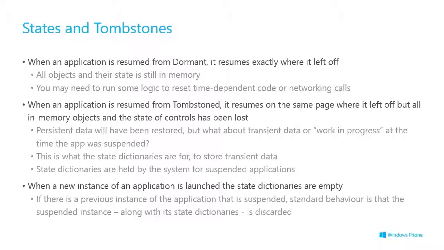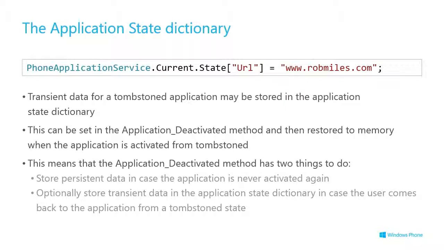New instance. The state dictionary is empty. So this is the application state dictionary. There are actually two application state dictionaries. There's one that's application-wide, where you can store stuff, and it's just a dictionary. You create a key with a string value, and you store some value in an object in it. Any object that can be serialized can be stored in the state dictionaries. This can be set in the application deactivating method, and then you could restore it to memory when you come back from tombstone.